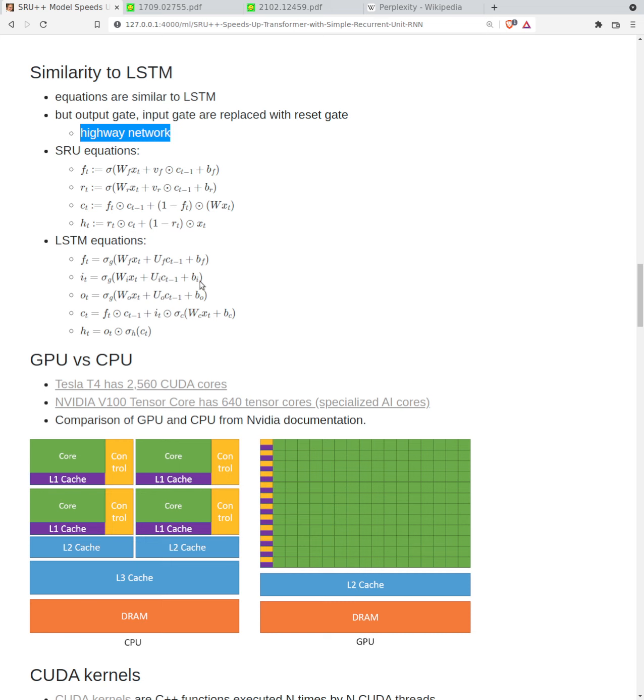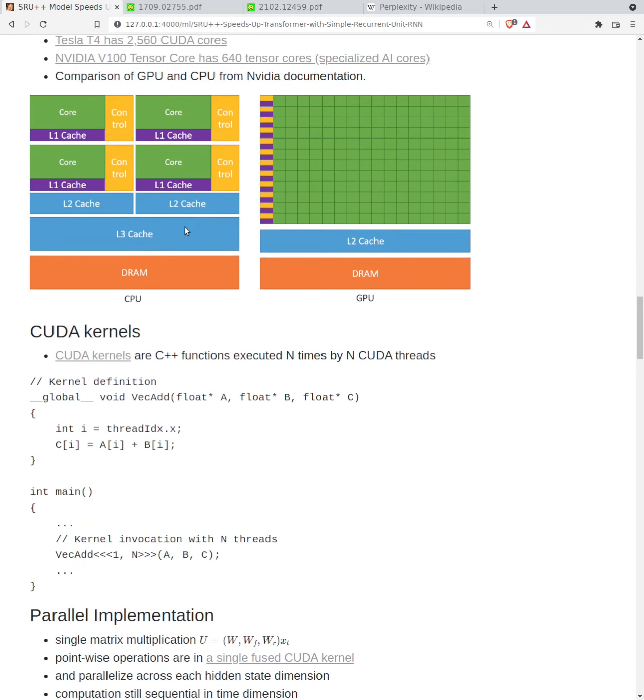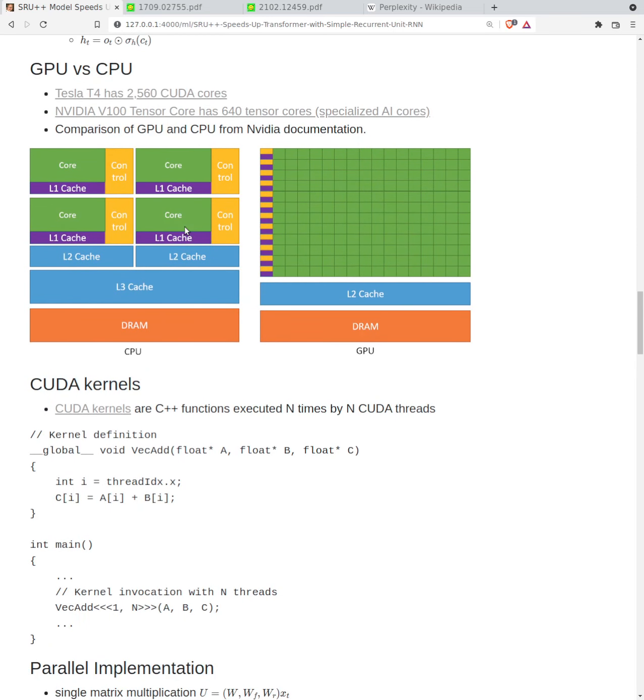If you want, you can go through the comparison. The idea is very similar. You again have the gates, but the SRU is simply simpler. Okay, why? How can we actually parallelize this? We have 2,000 dimensions. Can you actually efficiently calculate those in parallel? Yes, on GPU you actually have many cores.